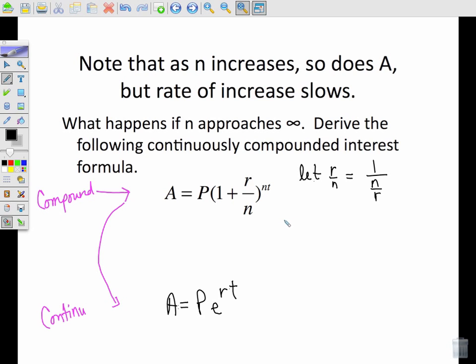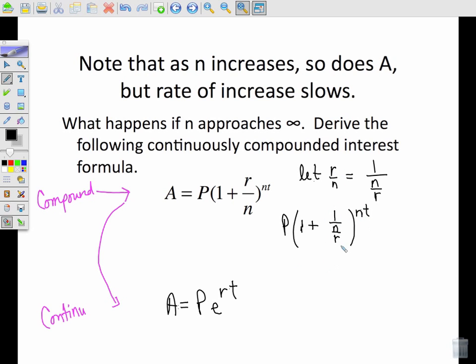So now that gives us then P times 1 plus 1 over N over R raised to the NT. Okay, so we didn't change anything. We just wrote R over N in a different form.